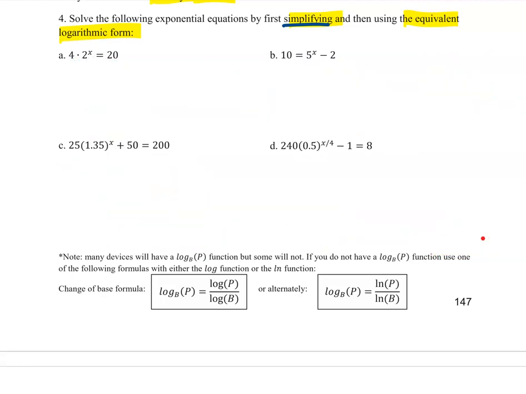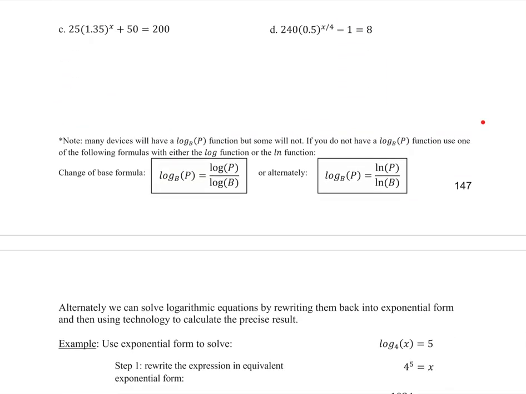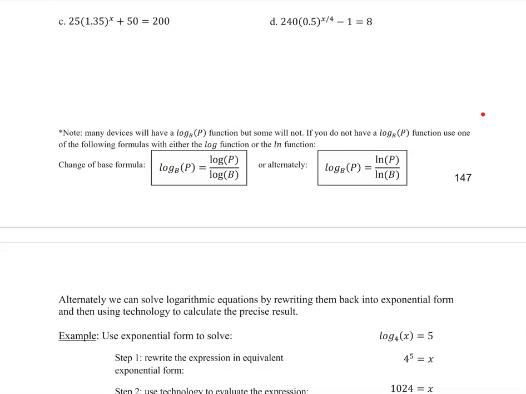Okay. Then letter D. 240 times 0.5 to the power of x over 4, minus 1, is equal to 8. So first, add 1 to both sides. So that is 240 of 0.5 to the power of x over 4 is equal to 8 plus 1, which is 9, and then divide both sides by 240.